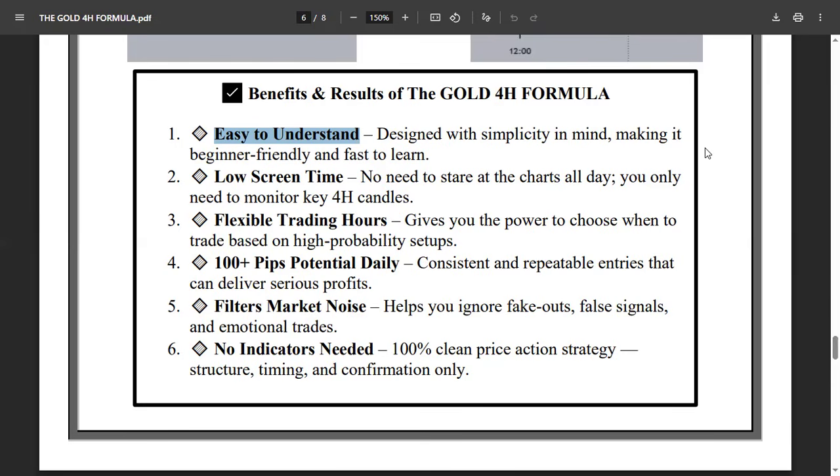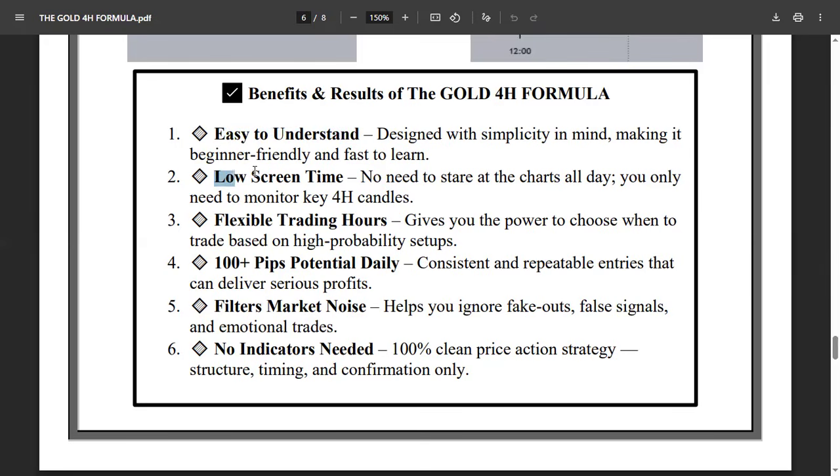So if you fail to understand this formula, I don't know how to help you. So you need to be very, very careful to listen to every word that I'm saying in order for you to be successful in this.